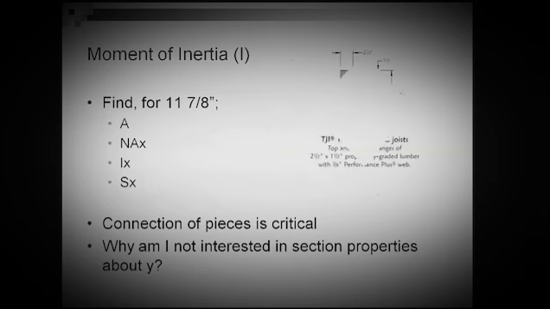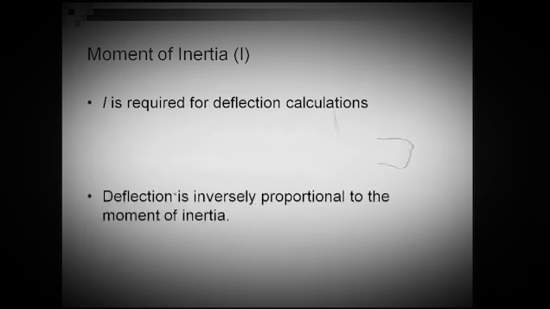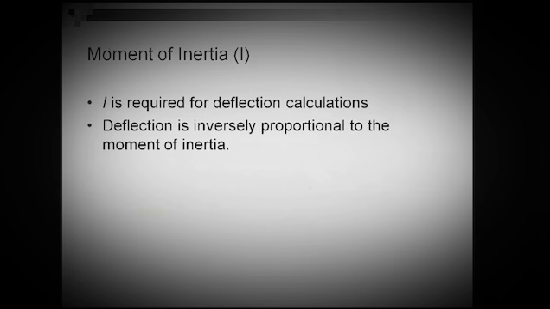So for this shape in here, we are going to solve it out during the lab. I is required for the deflection calculation. Deflection is inversely proportional to the moment of inertia. Inversely proportional means if one gets bigger, the other gets smaller. If the moment of inertia gets bigger, the deflection will reduce.